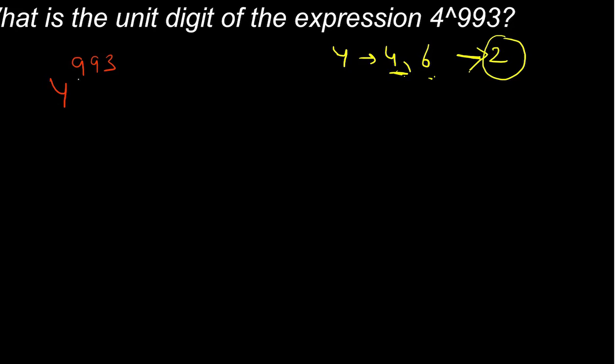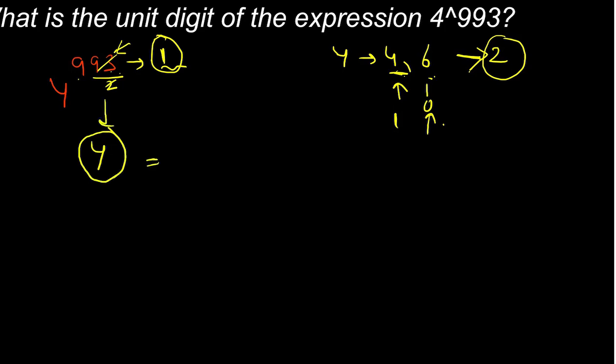So let's divide by 2. If you divide by 2, you will get a remainder of 1. If the remainder is 1, it is 4. If the remainder is 0, obviously it is 6. This time the remainder is 1 because it's an odd number. If the remainder is going to be even, then you will get 6. So in this question, you will get this number as 4.